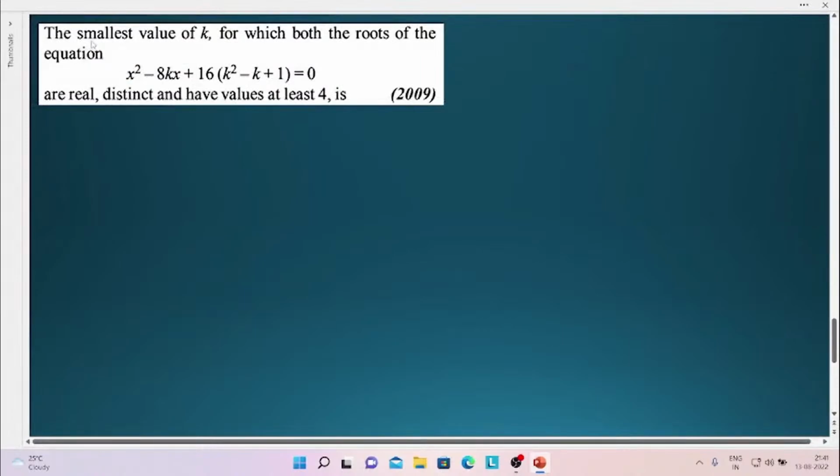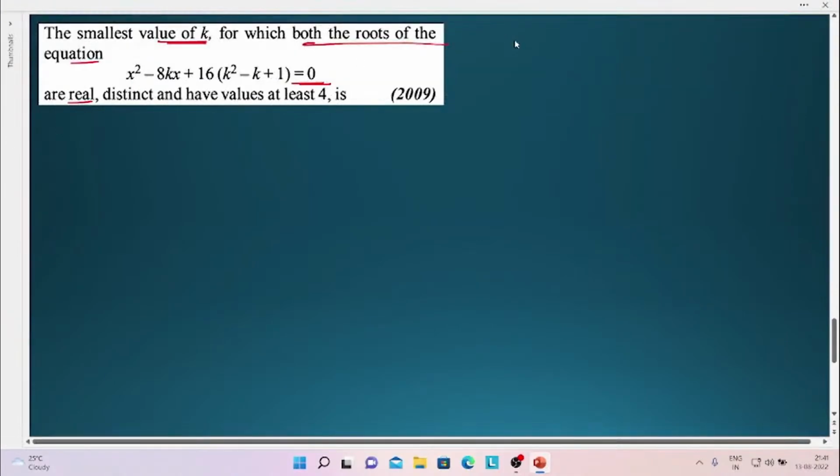So actually the question says the smallest value of k for which both the roots of the equation, which is x square minus 8kx plus 16 times k square minus k plus 1 equals to 0, are real, distinct and have values at least 4.